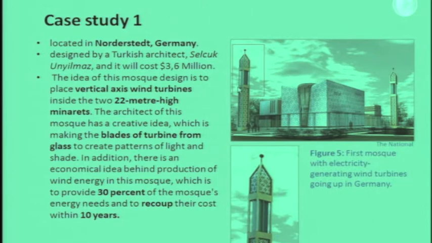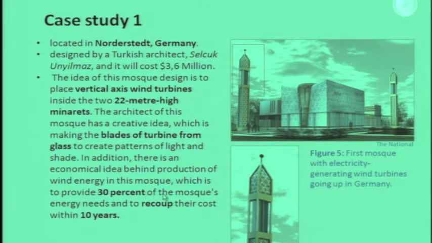They make this idea in Germany, and they use a vertical axis wind turbine, and the height of this minaret is 22 meters. The architects make the blade from glass to give a nice image, especially at night. And they came up with a good economical idea, which provides 30% of the mosque's energy.